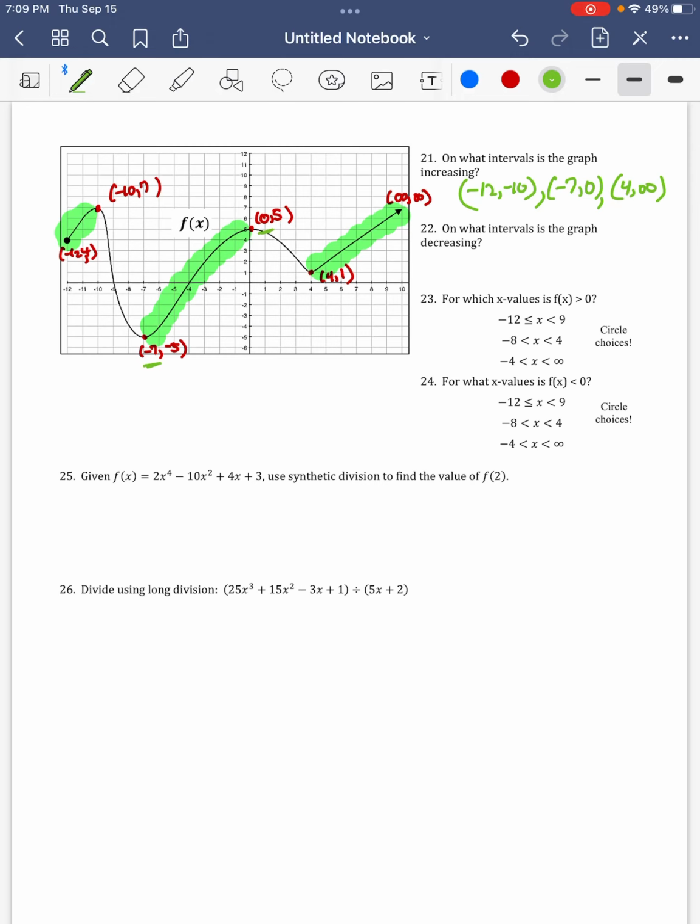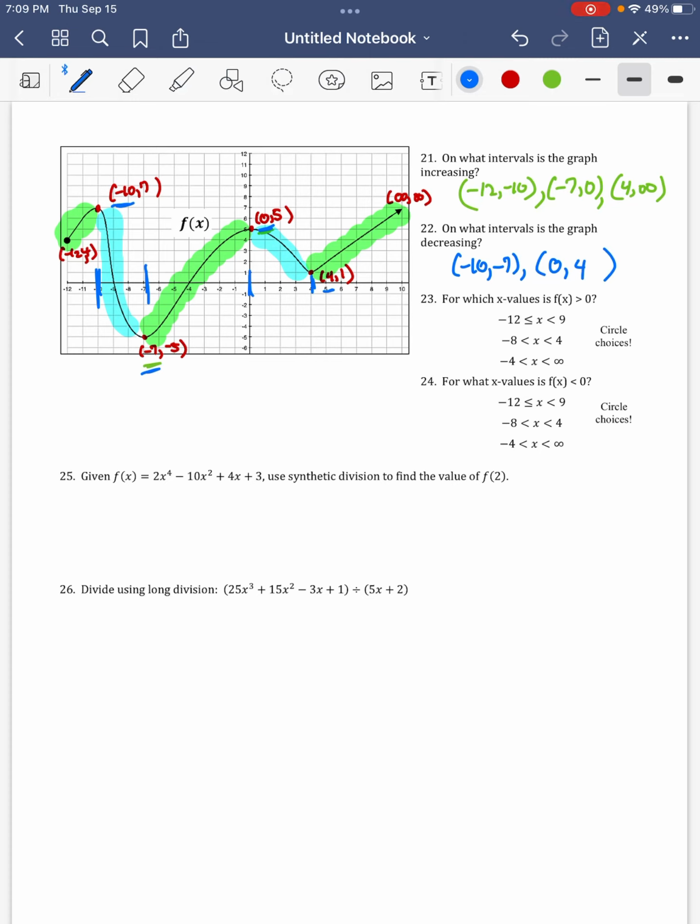And then I need my decreasing area. So obviously those are the parts that are not increasing. So it would be like right in here and right in here. So when I do that, decreasing from negative 10 to negative 7. So what you're doing is you're saying it's decreasing between this x value and this x value. So that's the section, negative 10 to negative 7. And then the next part, the next blue part, is from here to here. So look, 0 to 4.